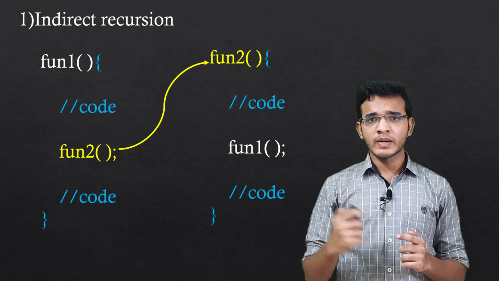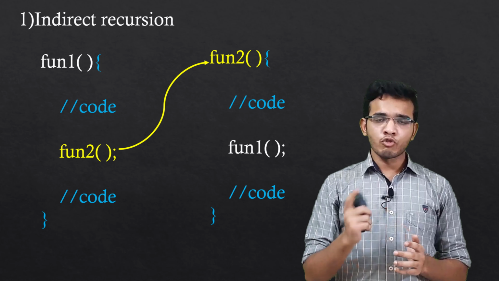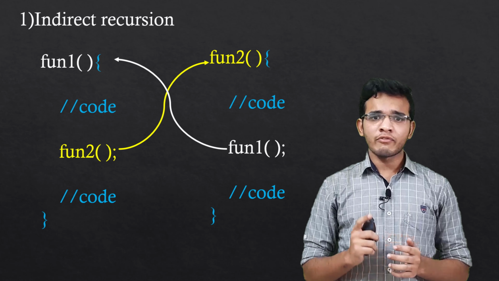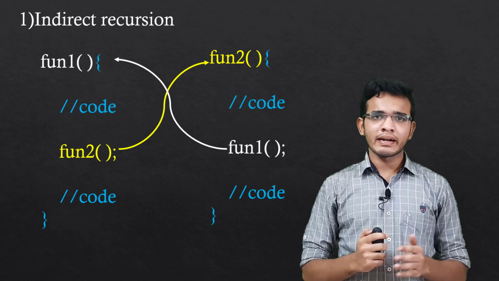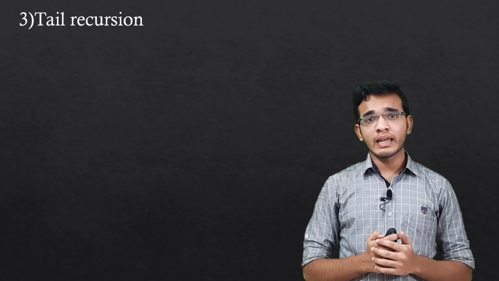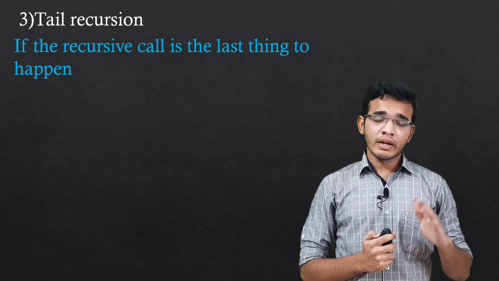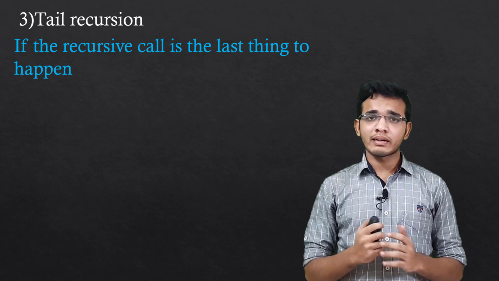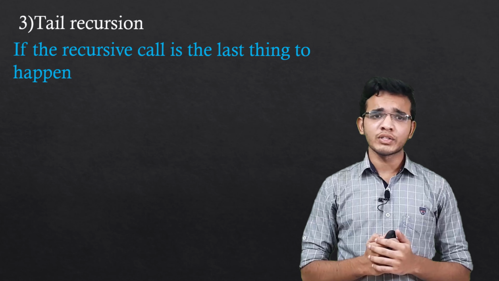You can observe that indirectly fun of 1 is calling itself via fun of 2. You could see the case between these two functions. Fun of 2 is called in fun of 1 and fun of 1 is called in fun of 2. Indirectly it is calling itself. So the third variation of recursion is tail recursion. If the recursive call is the last thing to happen, then that is nothing but tail recursion.